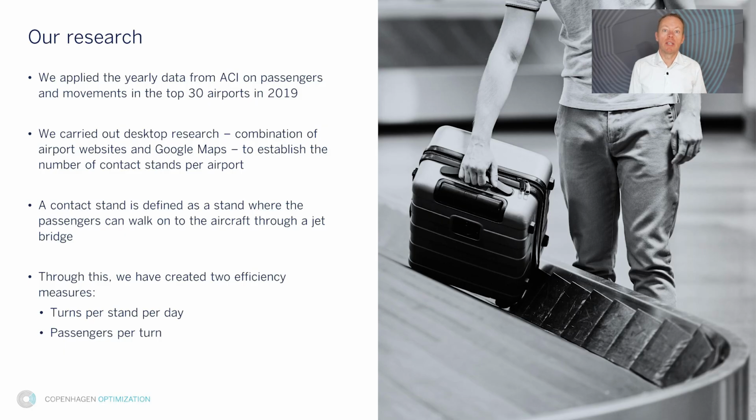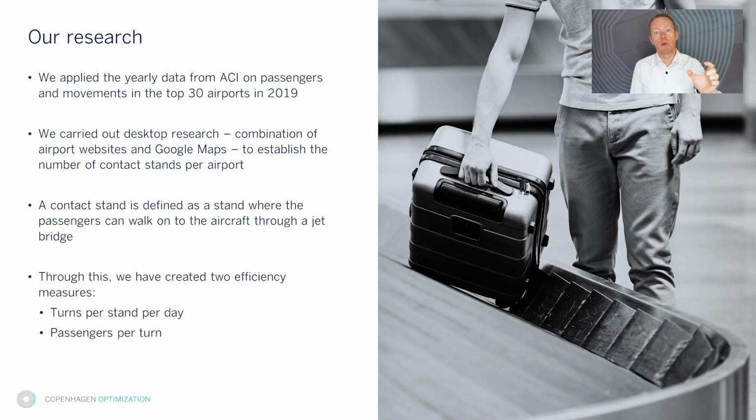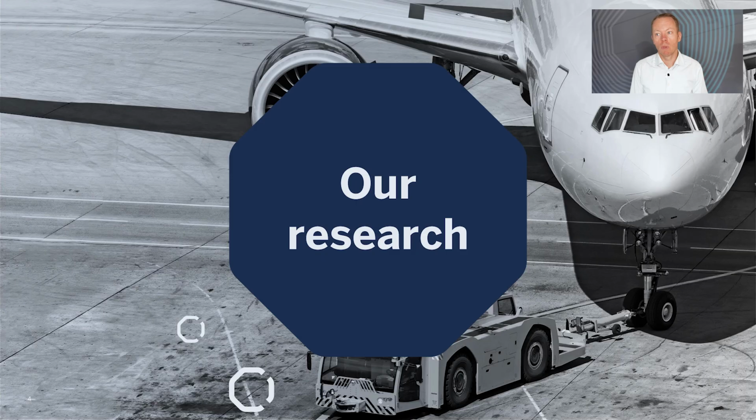Based on that, we made two efficiency measures. One is the turns per stand per day, and the other is the passengers per turn. So we want to look at this through two lenses. One is, how many aircraft can you get onto that stand and then turn that aircraft around and get a new aircraft in? That of course talks about the efficiency. But the other thing is, are you doing that for a number of small aircraft or a number of large aircraft? Of course, the higher the number of turns per day and the more passengers per turn, essentially if you look at it from a per passenger perspective, the more efficient your airport will be.